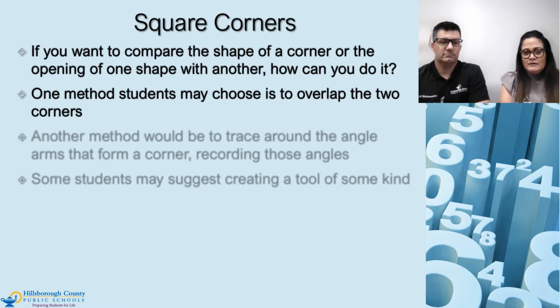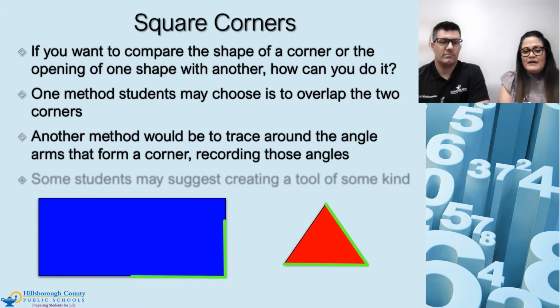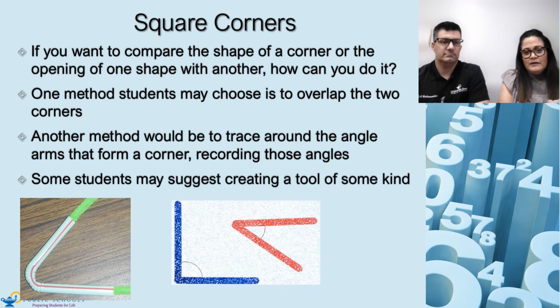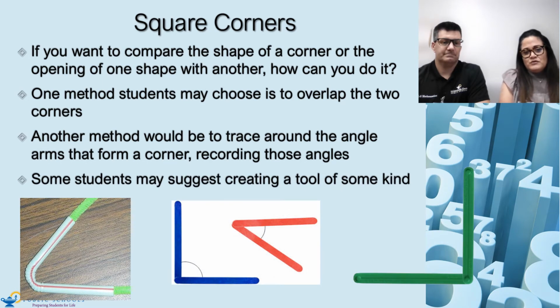Another method would be to trace around the angle arms that form a corner, recording those angles. So this is an indirect comparison. Here we can see some students may use angle legs, for example, or they may use a drawing, some kind of tool of some sort, as you can see examples here, to compare the square corners. So this is kind of like when kids first started measuring lengths and they made their own rulers. Absolutely. Before being introduced to the ruler. Teaching them the concept of what an angle is.